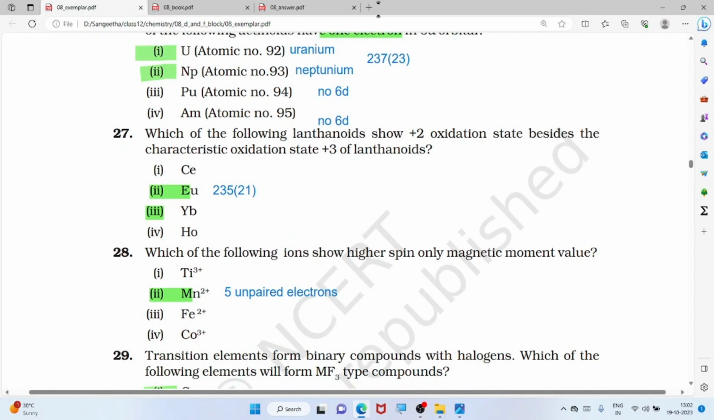Which of the following lanthanides show +2 oxidation state besides the characteristic oxidation state of +3? Lanthanides normally have +3. These elements have +2 oxidation state also.